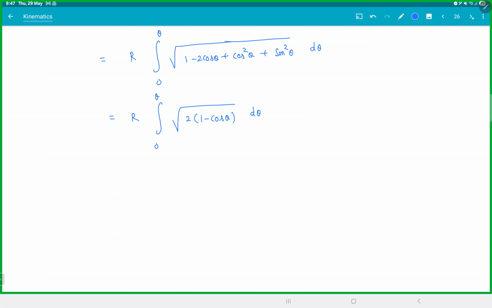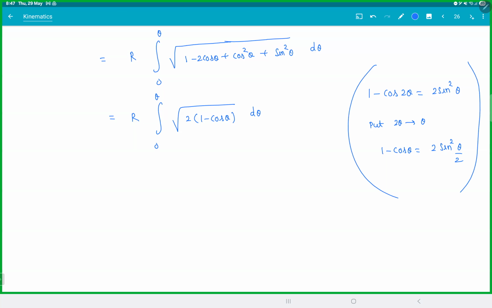You don't know how to integrate this, but we know 1 minus cos 2 theta is 2 sine square theta. Remember this from trigonometry? Put 2 theta equal to theta. Then 1 minus cos theta is equal to 2 sine square theta by 2. This is already the third time you're seeing this. I told you in trigonometry, this is the most important one, it keeps popping up everywhere.